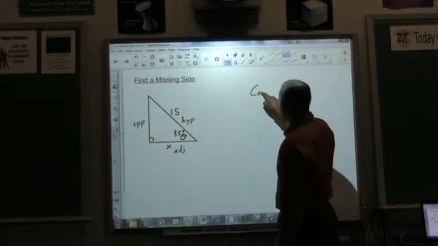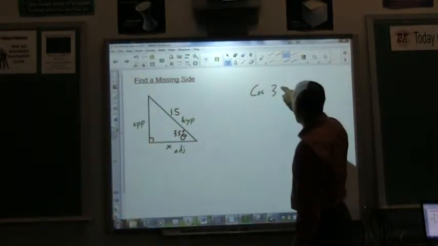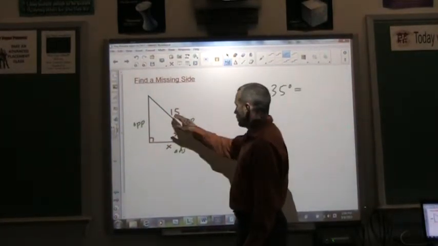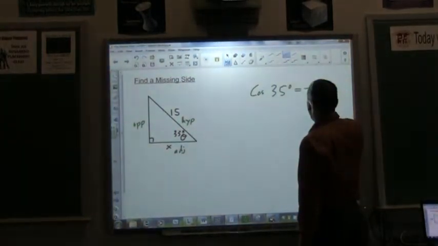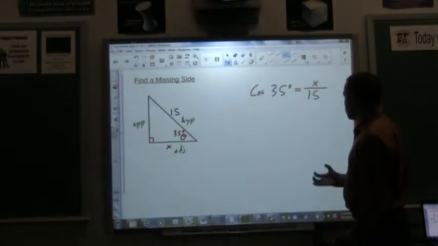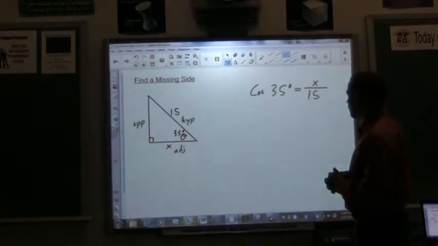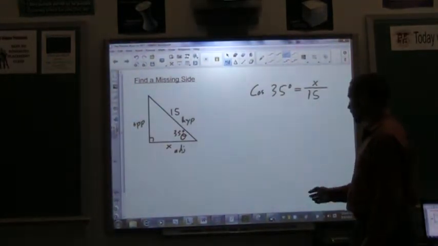So I know that the cosine of my angle, which is 35 degrees, is equal to x divided by 15, my adjacent divided by my hypotenuse. So you might be saying, well, how is that going to help me right there? You know, I've got this cosine of 35 degrees and 15. I can't solve for x yet.